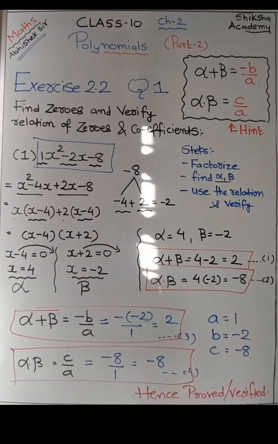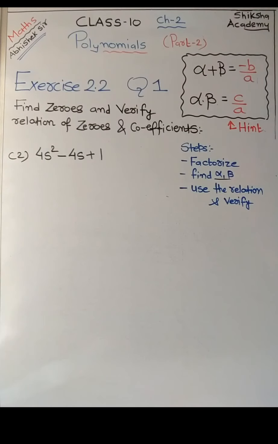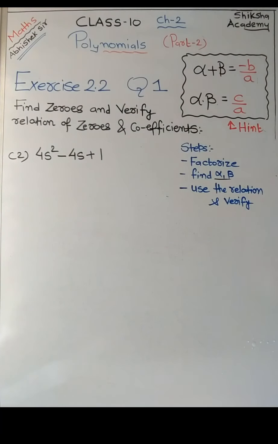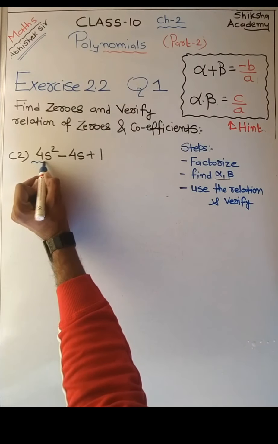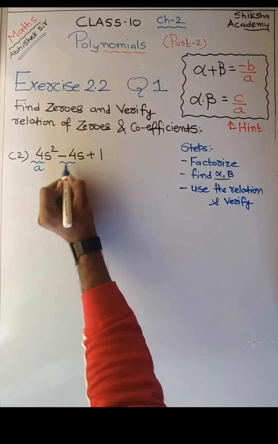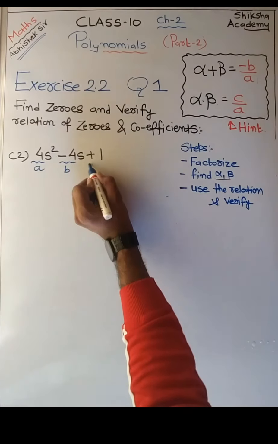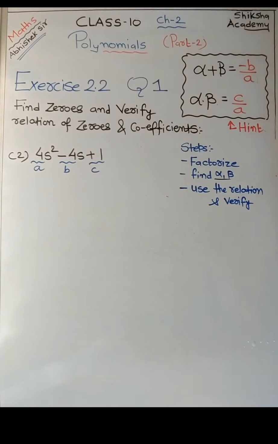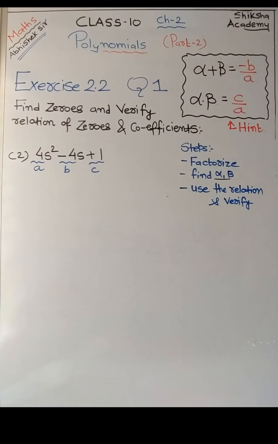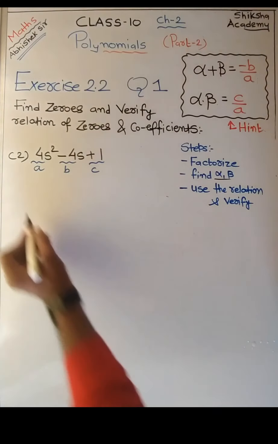So this is how you will be solving these kind of numericals. Let us move forward to the next question. Now here we have another question. Moving on to the next question, that is 4s square minus 4s plus 1. So here the variable is s, so a will be 4, b will be -4 and c will be +1. We have initially decided what is a, b and c. Now let us go for the first step, that is factorization.